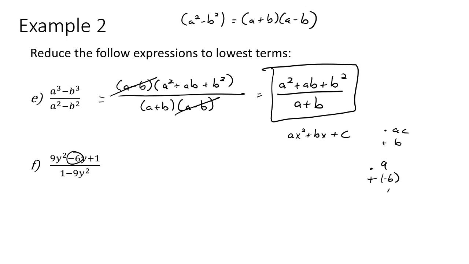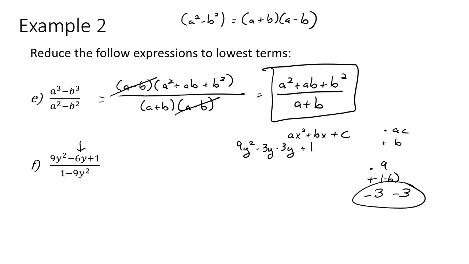So if they need to add to give us a negative number and multiply to give us a positive number, that means they have to both be negative. And two things that multiply to give 9 and add to give 6 would just be 3 and 3. So negative 3 and negative 3 are the two things I need. And so the British method of factoring goes like this. Once you identify what those two terms are, you split the middle term, negative 6y, up into two pieces based off those numbers we just found. So the minus 6y, I'm going to write as a minus 3y minus another 3y.